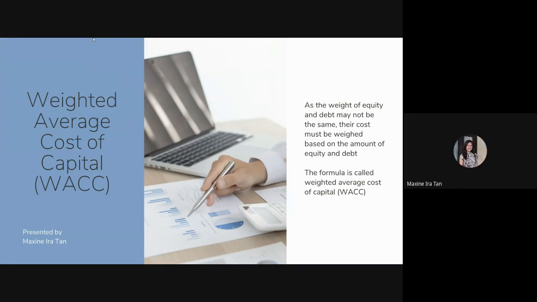So next we have the weighted average cost of capital or the WACC. This is the calculation of a firm's cost of capital in which each category of capital, debt, and equity is proportionately weighed. As mentioned earlier, according to the asset side approach, the discount rate is composed of both the cost of equity and the cost of debt. However, the weight of equity and debt may not be the same, and therefore their costs must be weighed based on their respective amounts. Next slide.